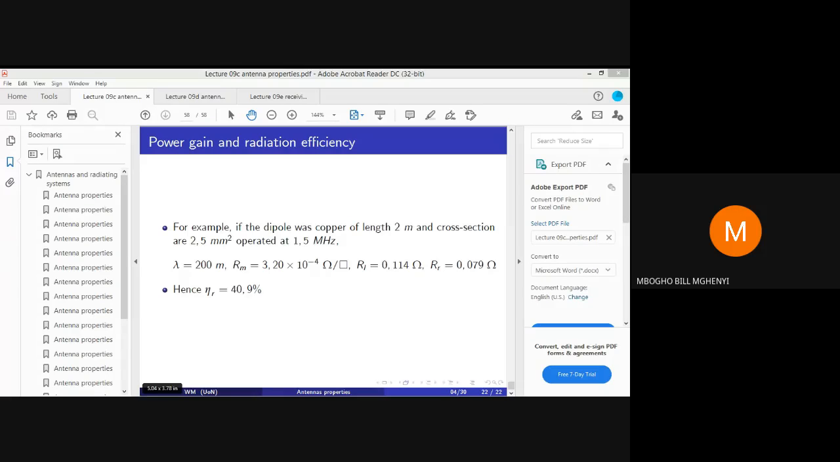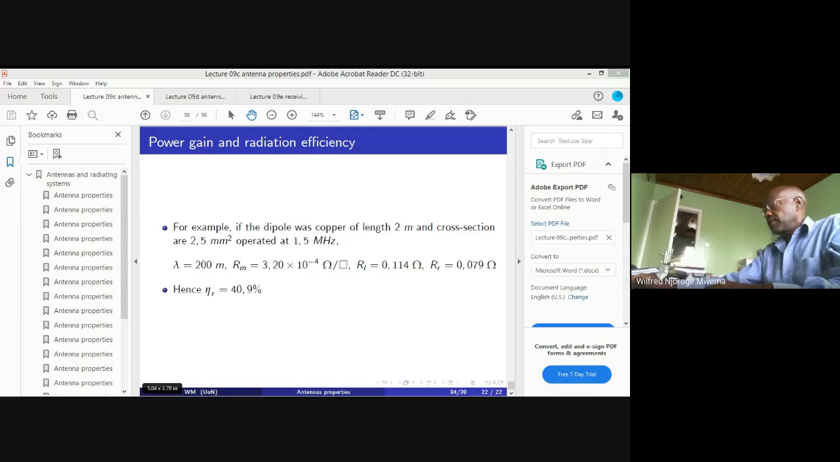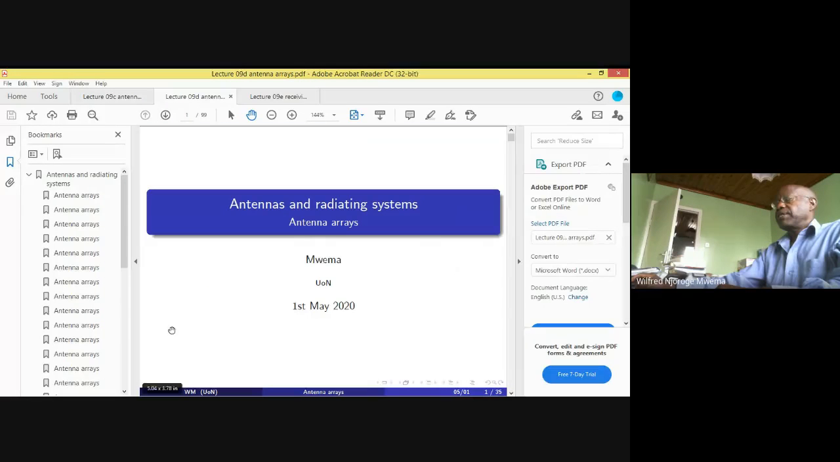No question. Okay, fine. So in the interest of time, then I'll continue and go to the next part, which is what I was referring to as the antenna arrays.